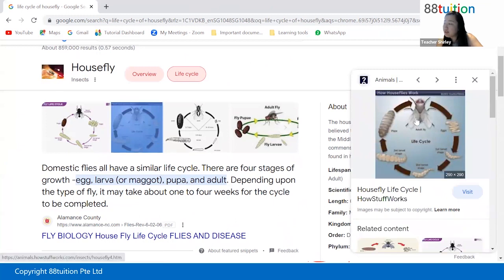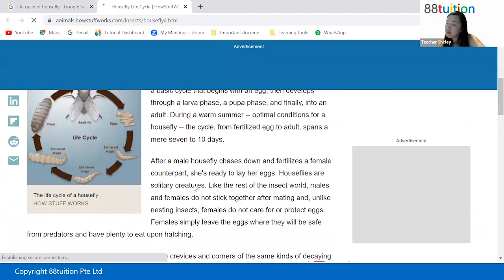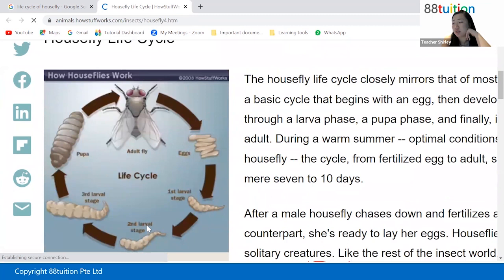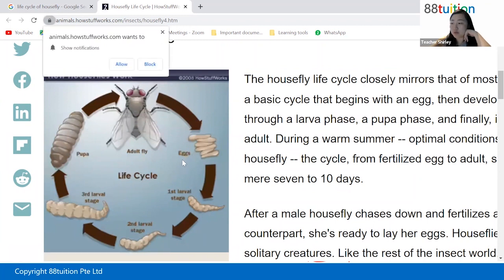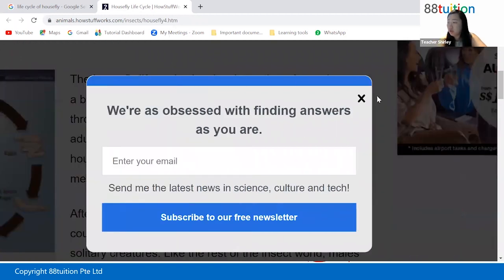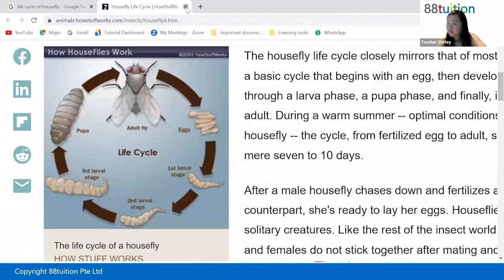Okay, so if you see the life cycle of a housefly, it doesn't really look like that. You see the egg stage, obviously it doesn't. Then the larval stage, these are the 3 larval stages, and then the pupa stage. Actually it doesn't just have 4 stages, but for primary school, you just need to learn that there are 4 stages: the egg, the larva, the pupa, and the adult stage. Okay, so this is it.